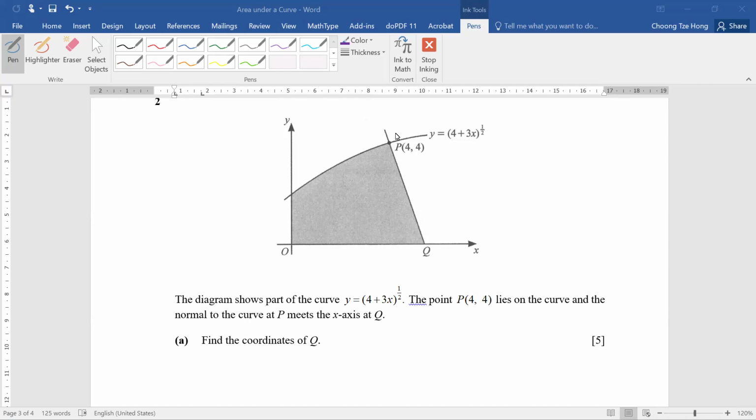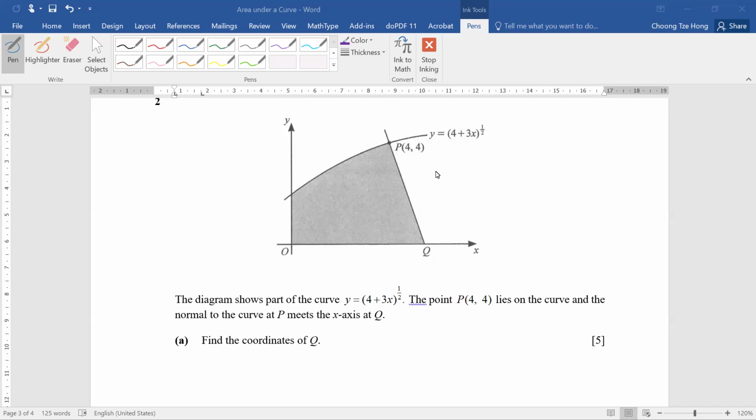A diagram shows part of the curve y = 4 + 3x to the power of half. The point P(4, 4) lies on the curve and the normal to the curve at P meets the x-axis at Q. So this line PQ is the normal to the curve at P. They want us, for 5 marks, to find the coordinates of Q.